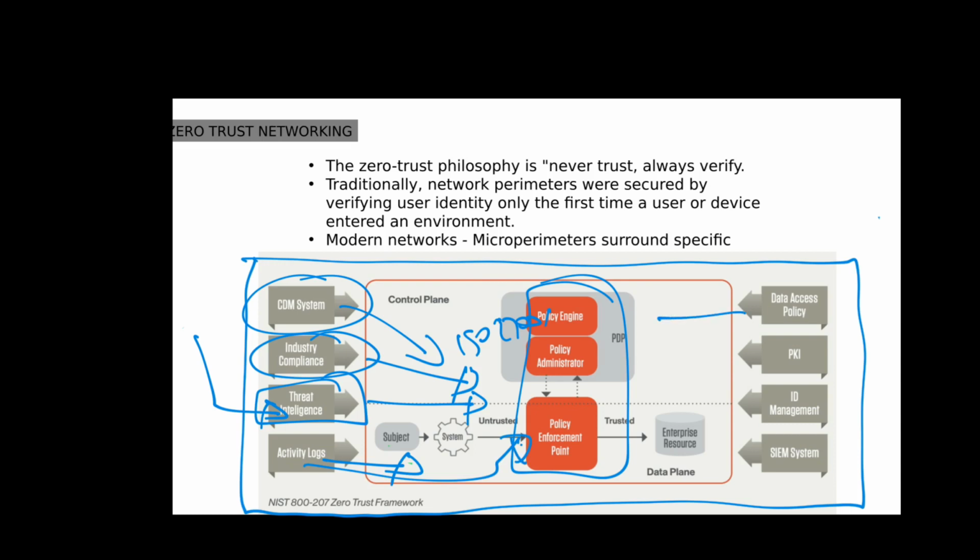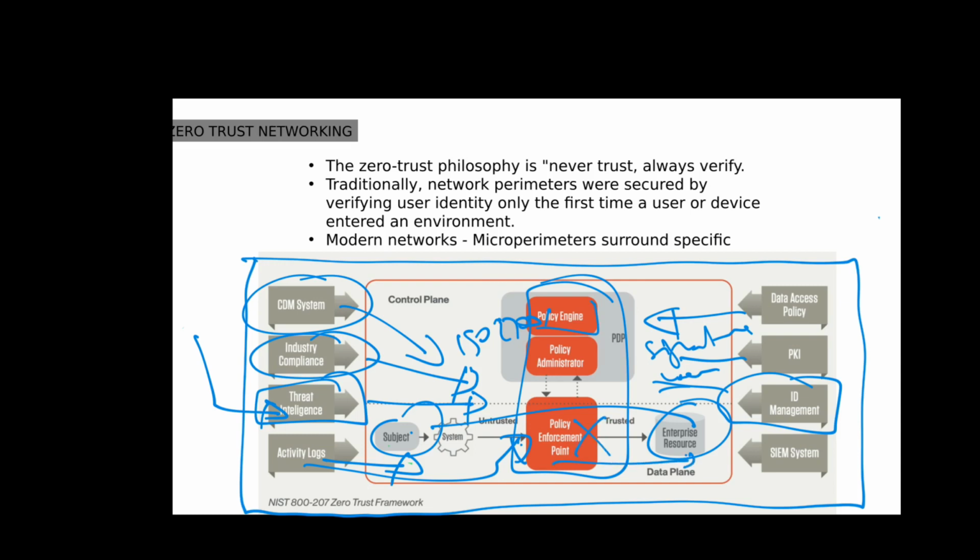We have got data access policy. This is our policy within the organization which defines which subject has got access to which resource. We have got public key infrastructure. This one is responsible for managing and maintaining the signatures that are used for access. And then identity management keeps the details of the subject, the username, the email address, the password, and so on, which the policy engine uses to make a decision on whether to grant access to the resource or not. And then the SIEM, this is the security information and event management system.